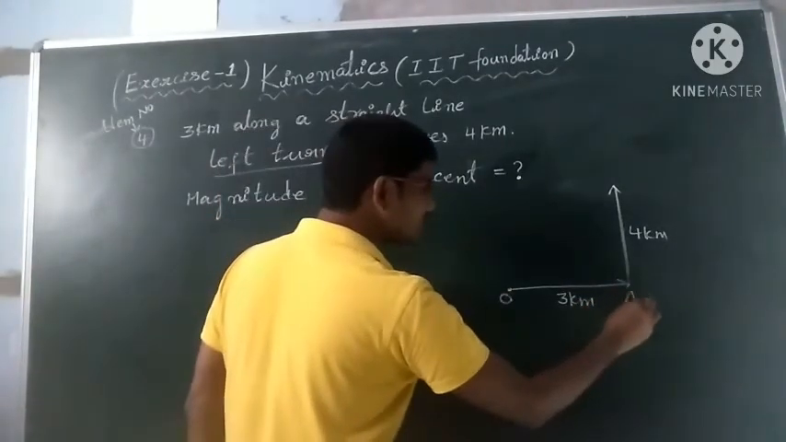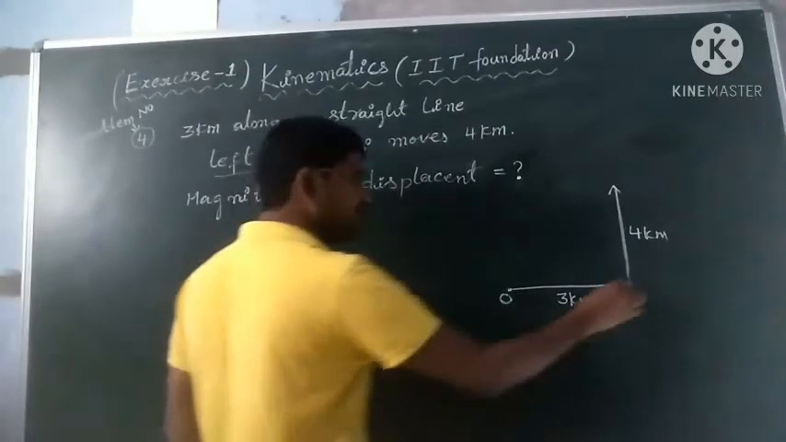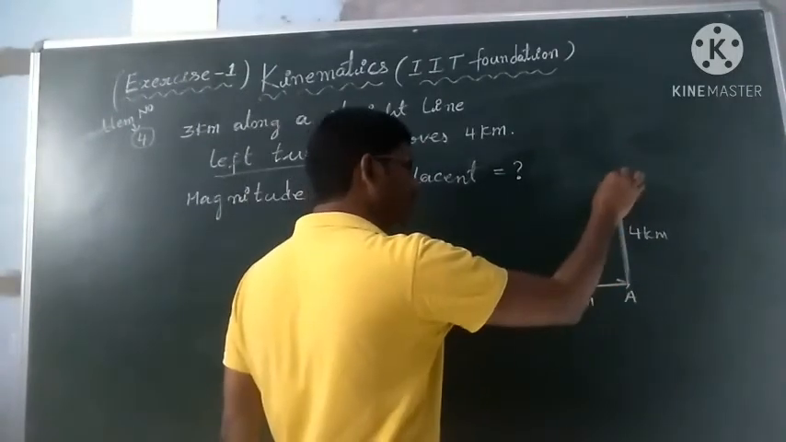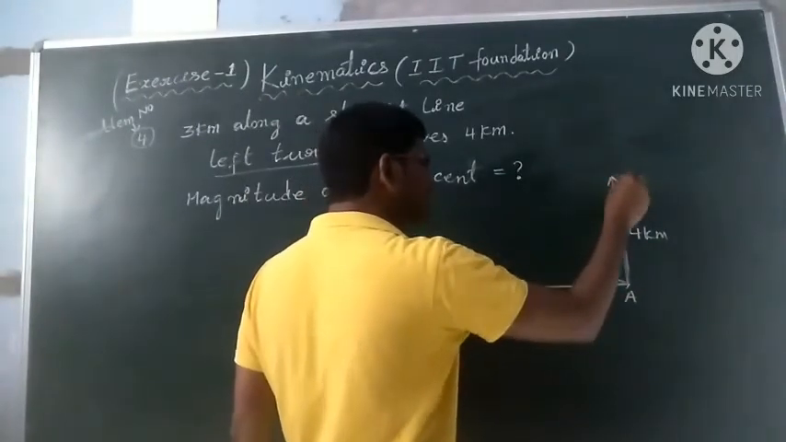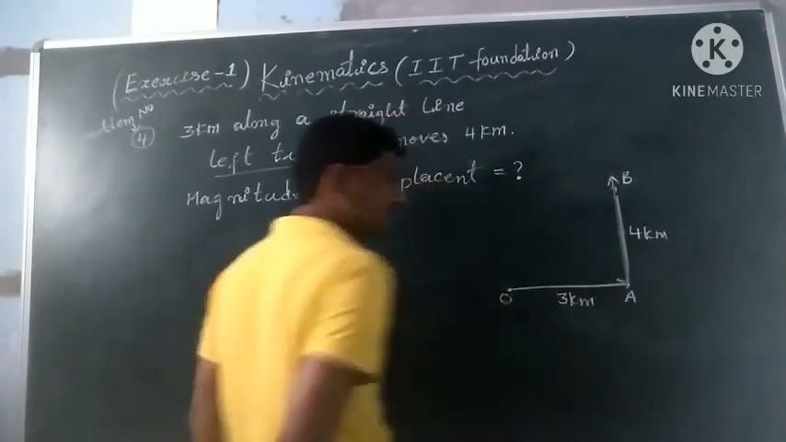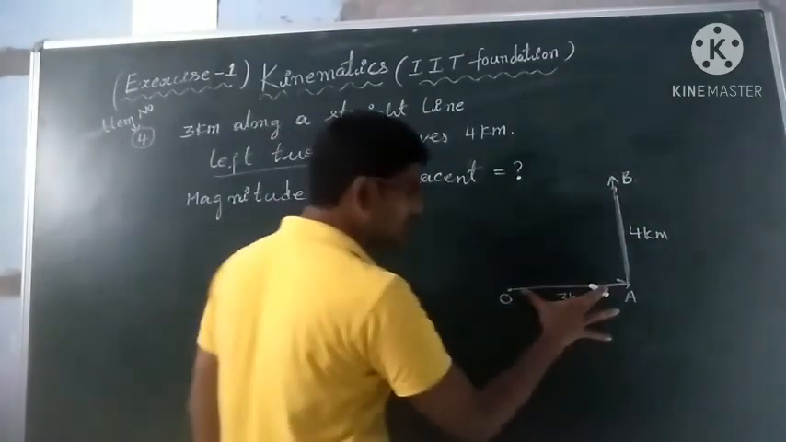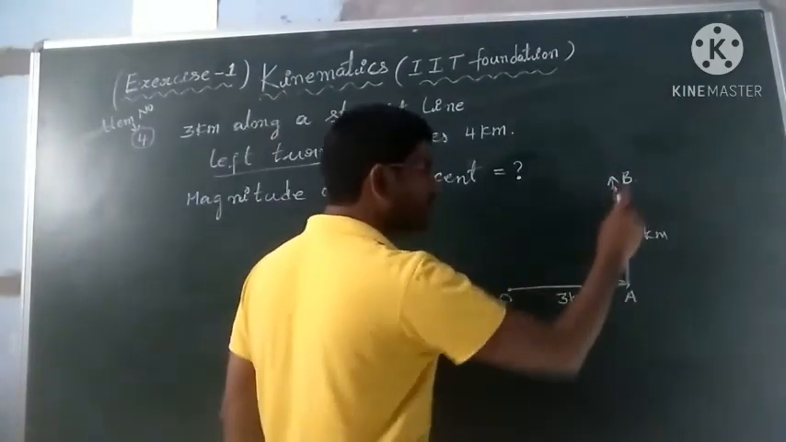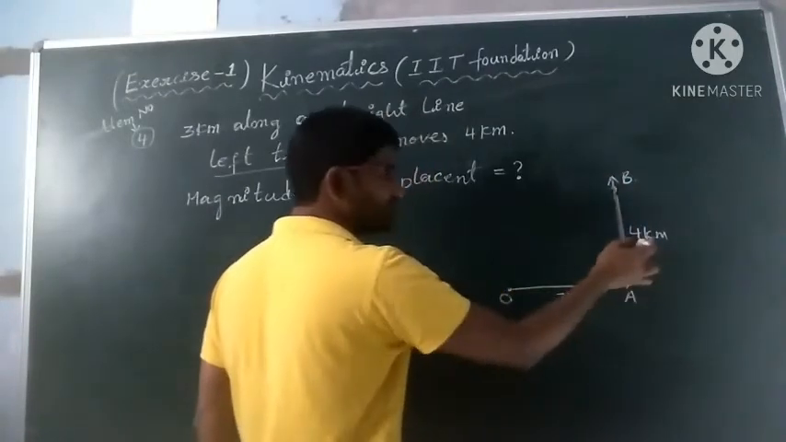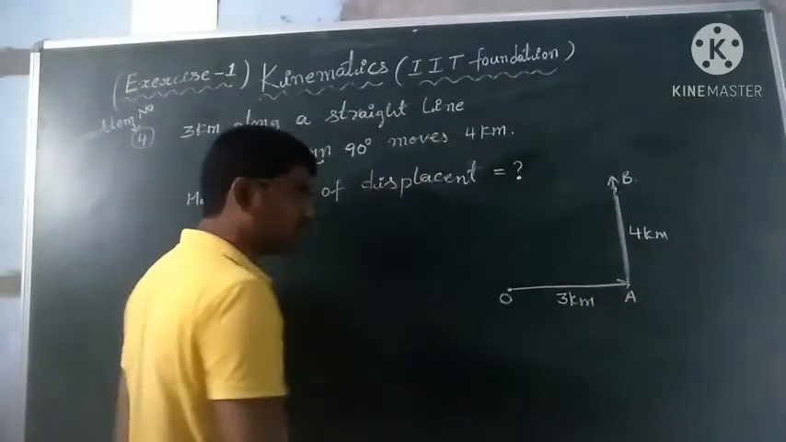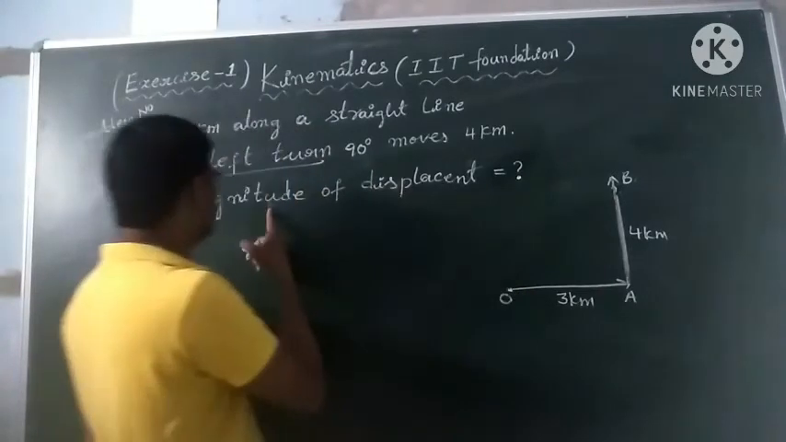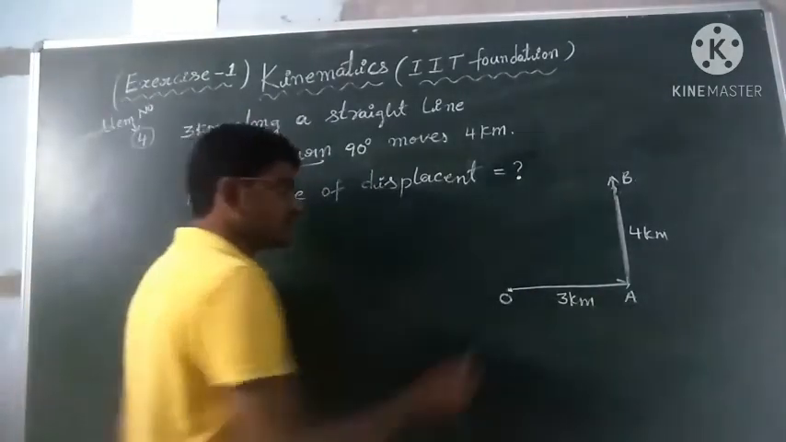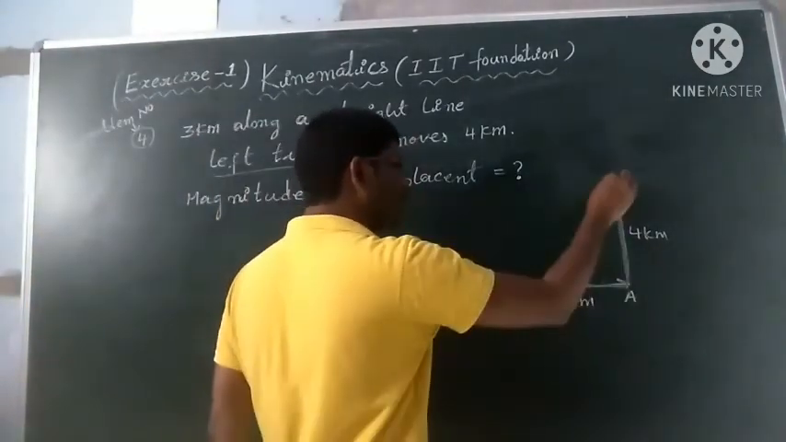3 kilometers he moved straight, and then from A to B 4 kilometers he went. So the 3 kilometers line segment should be less than the 4 kilometers line segment, because this is 4, it should be more. Okay. Now magnitude of displacement. So this is the path he followed.